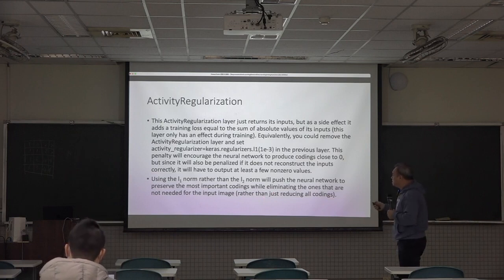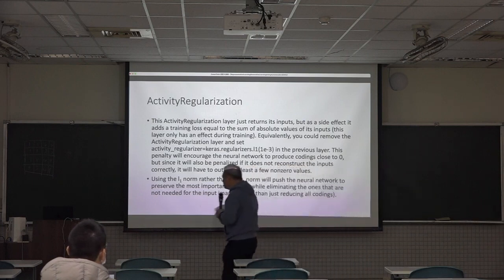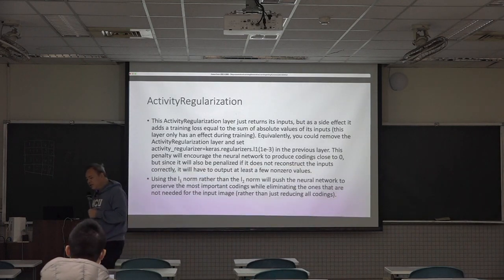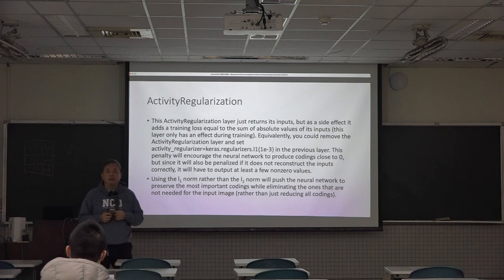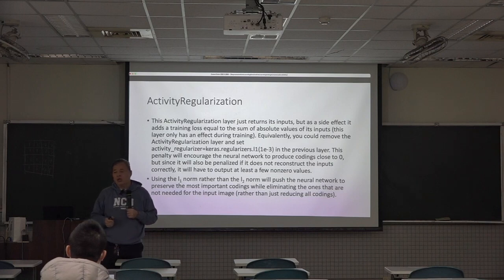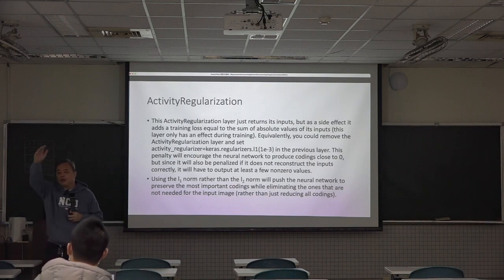So this is just one way. But this normally doesn't perform very well. Why is that? It's like this. When we want the sparsity, say this is an autoencoder, and say this line is the coding layer.